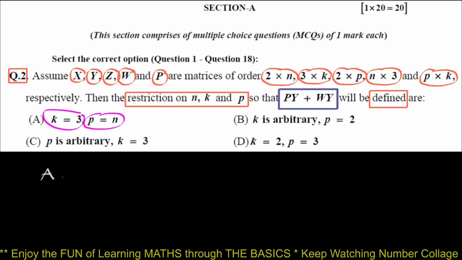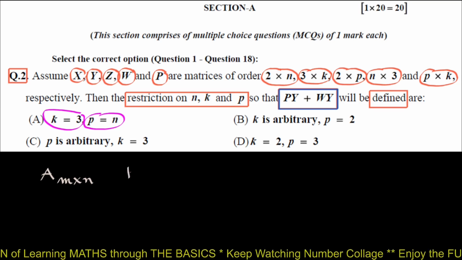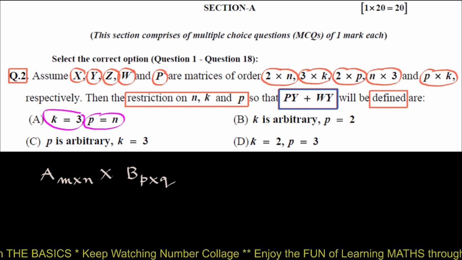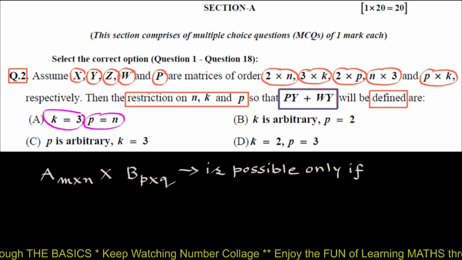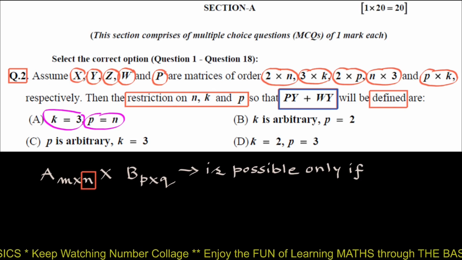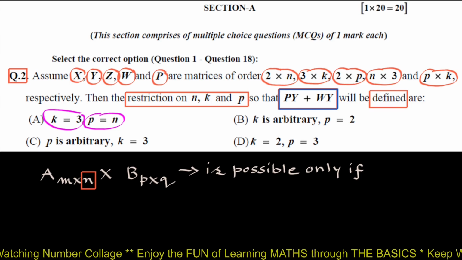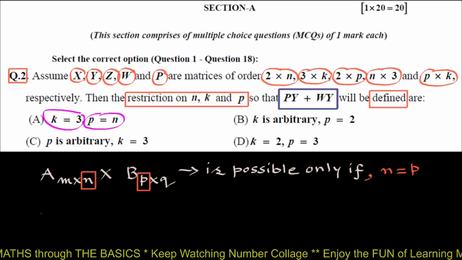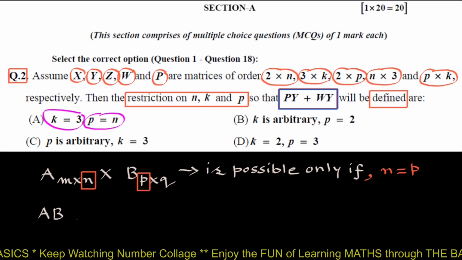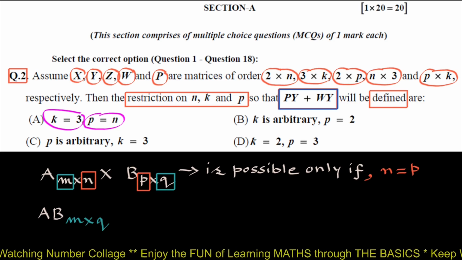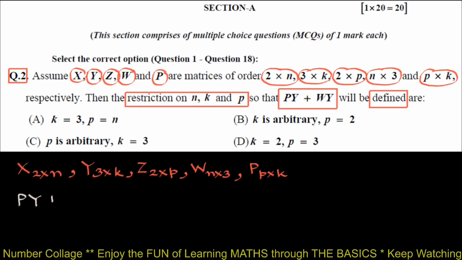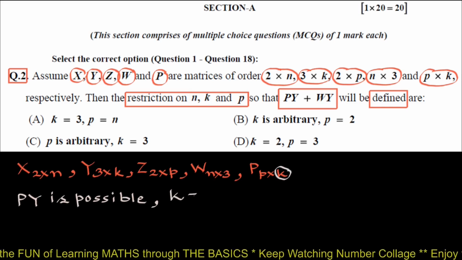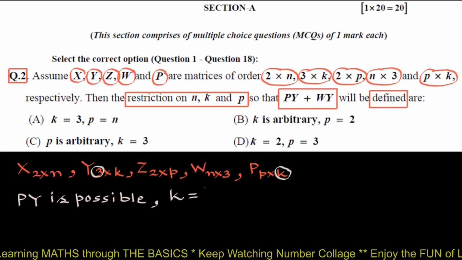If order of matrix A is m by n and that of matrix B is p by q, then matrix multiplication AB is possible only if number of columns n of prefactor matrix A equals number of rows p of the postfactor matrix B, and the order of the resultant matrix AB will be m into q. Now let's find the solution. Matrix multiplication PY is possible if number of columns of P, k, is equal to number of rows of matrix Y, that is 3.